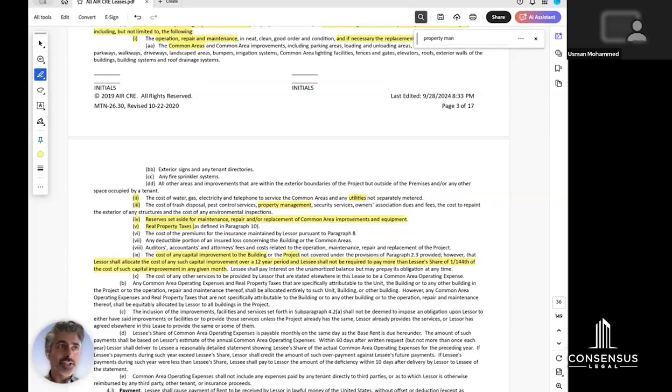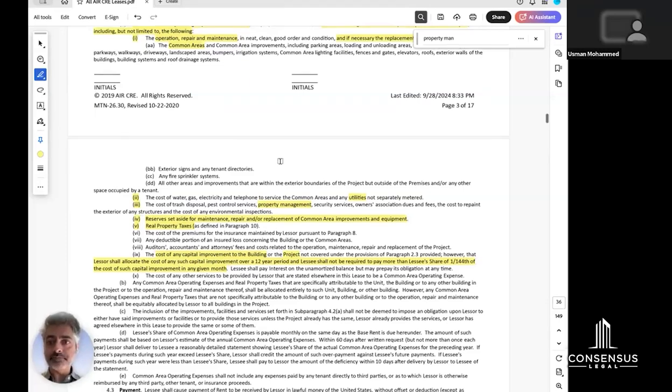And I see Mark in the chat box. Yes, you're right, Mark. There is no Prop 13 protection in the AIR CRE lease. Lessor can pass through that cost. I think this reflects market. Almost no lease forms that I've seen have Prop 13 protection built into a lease template.